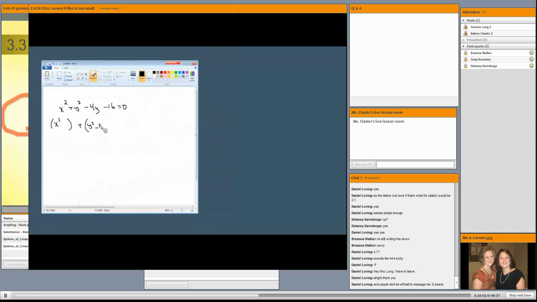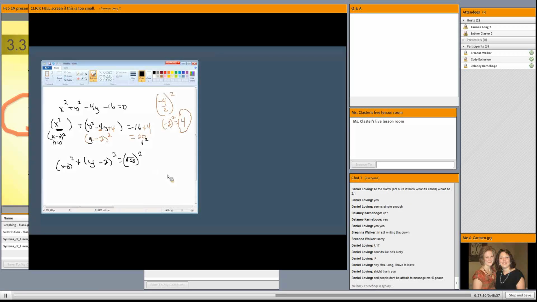Just got this ready to get the vertex. Okay, so we have this problem all ready to roll. So we have x minus 0 squared plus, oh, this is a y, y minus 2, because my radius, this is radius squared.